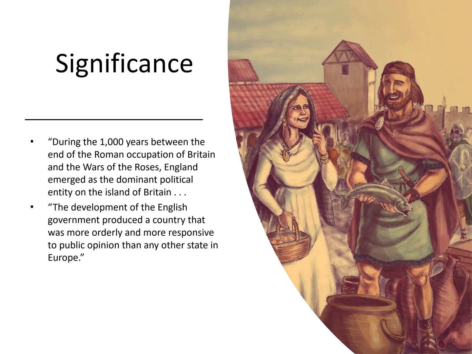So what is the significance of British Lit? During the 1,000 years between the end of Roman occupation of Britain and the War of the Roses, England emerged as the dominant political entity on the island of Britain. The development of the English government produced a country that was more orderly and more responsive to public opinion than any other state in Europe.